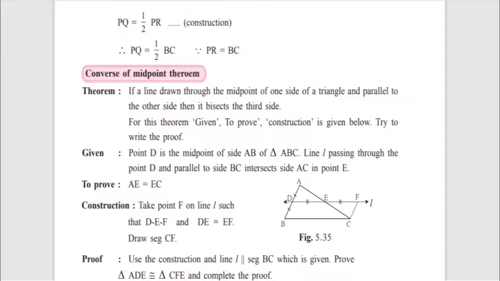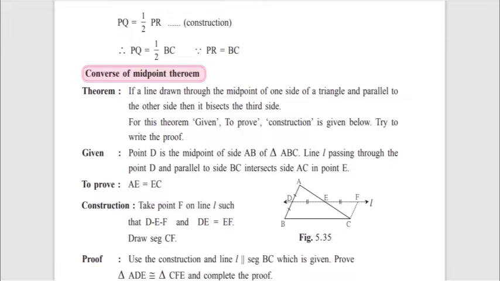Now coming to the converse of midpoint theorem. If a line is drawn through the midpoint of one side of a triangle and parallel to the other side, then it bisects the third side. For this theorem, the given, to prove and construction are given below. You have to try to write the proof. Given point D is the midpoint of side AB of triangle ABC. Line L passing through the point D and parallel to side BC intersects side AC in point E. To prove AE is equal to EC. This is the vice versa of the midpoint theorem.